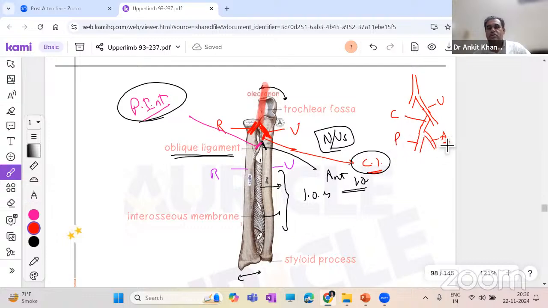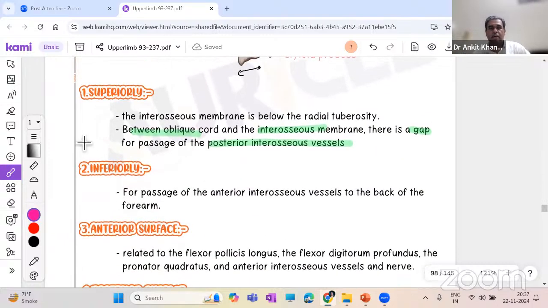Now, see, anterior interosseous is okay because this all is happening in front of the elbow, in the anterior compartment. So anterior interosseous will run like this only. But this posterior interosseous has to reach the posterior aspect, the extensor aspect of the forearm. How will it reach? It will pass through this gap over here. So this posterior interosseous artery passes from this, then it reaches behind. This is what they're saying over here, that this gap is for the passage of posterior interosseous vessel. Now you will not forget, I suppose.